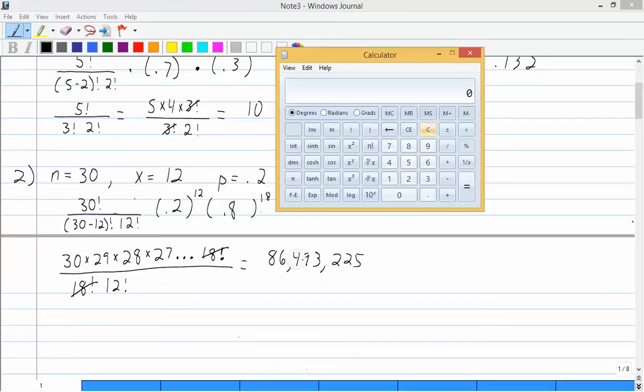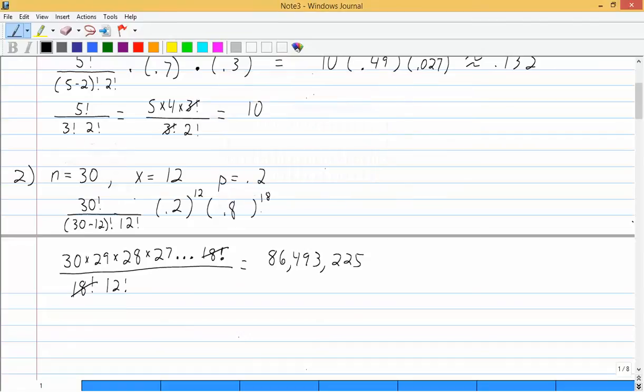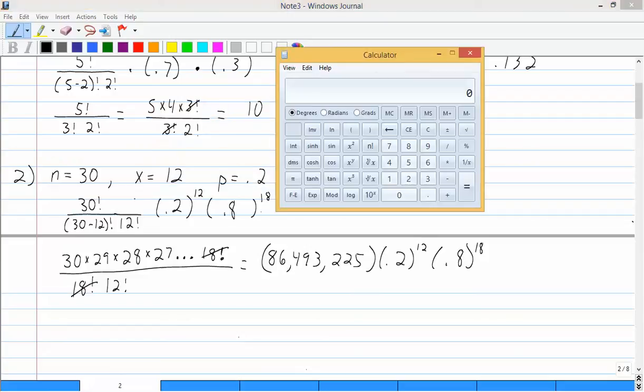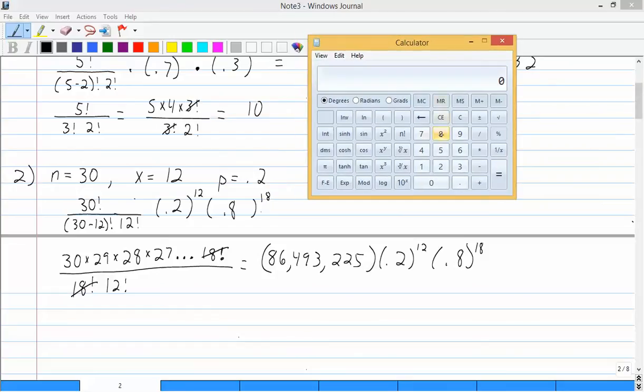But as long as you can get this 86,493,225, that's the main thing. Alright, so we have that number. That's just the combination part. So then we need to say that times 0.2 to the 12th, and then that times 0.8 to the 18th. Okay.